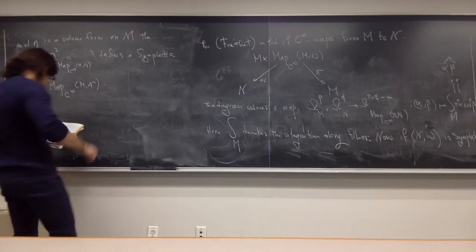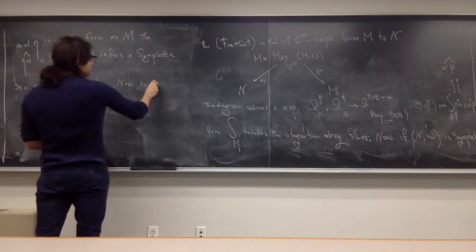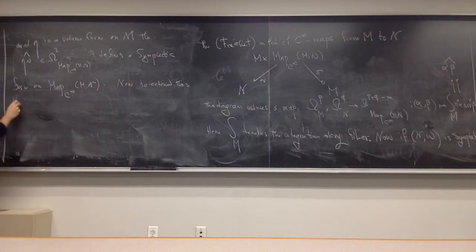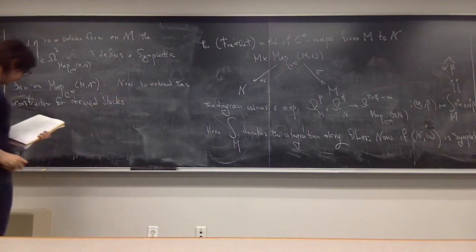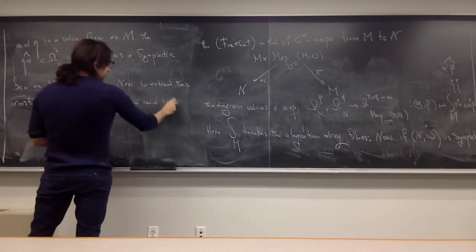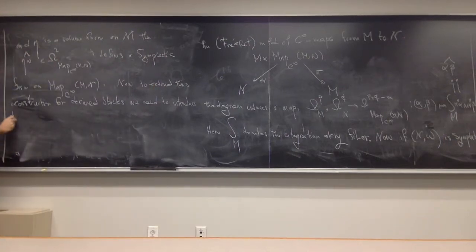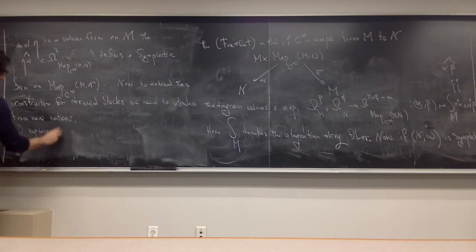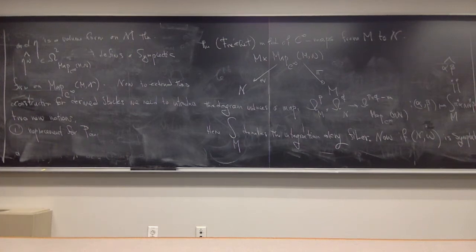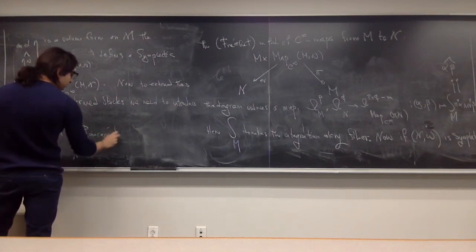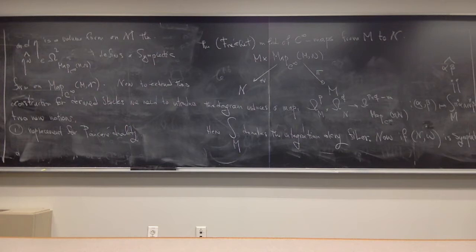And so let's write it down. We need to extend this definition or construction for derived stacks. Okay, we need to introduce two new notions. One of them is a replacement for Poincaré duality. You know, your intersecting cycles. So intersection means dualizing. So one of them is the Poincaré duality. How do you dualize? What do you dualize?